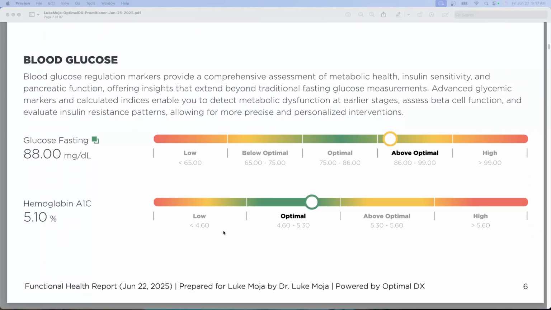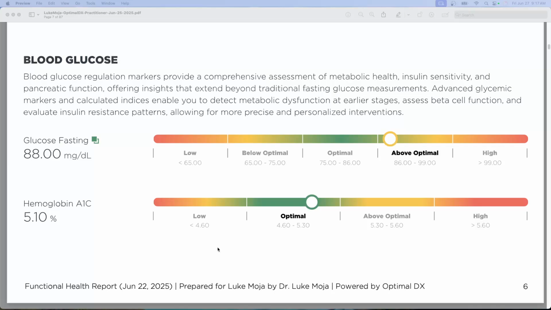So you can see the first ones we have here are fasting glucose and hemoglobin A1C. Fasting glucose, you can see I'm just above the optimal range, well within the standard lab range, but a little higher than what they consider to be optimal at 75 to 86. So that's a little higher than my glucose usually is on my blood work.